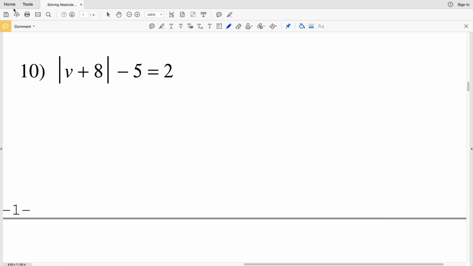In this video, we're continuing on with the Solving Absolute Value Equations worksheet on the KutaSoftware website. And you can find this within the Equations and Inequalities section under the Infinite Algebra 2 tab. So picking up with number 10, we need to get the absolute value all by itself.